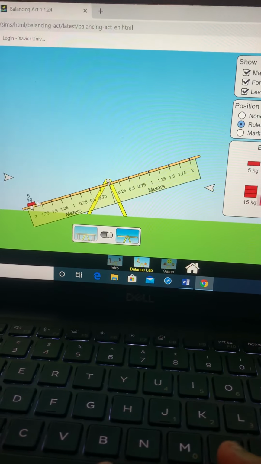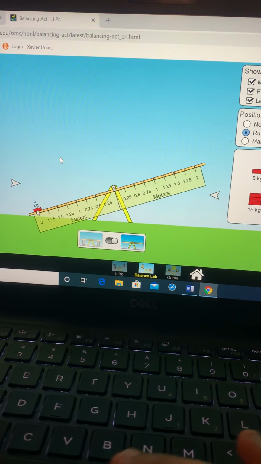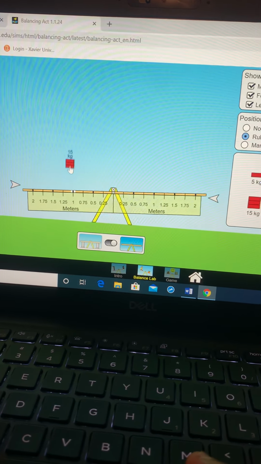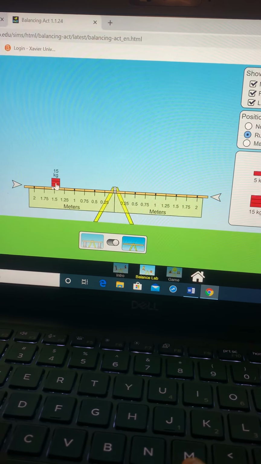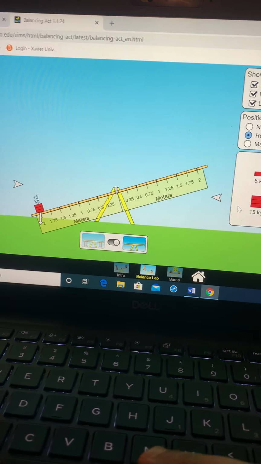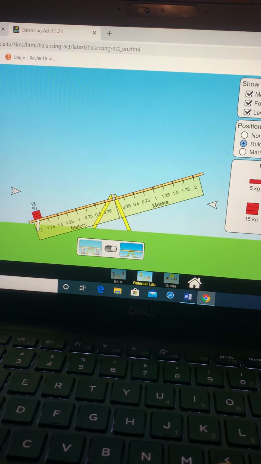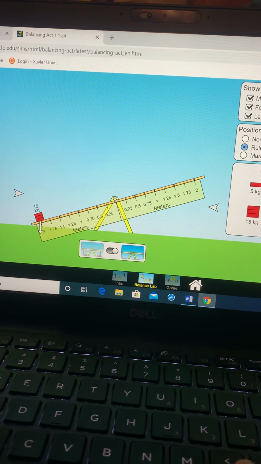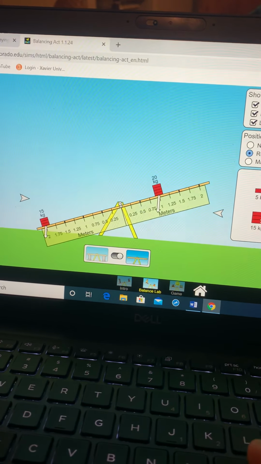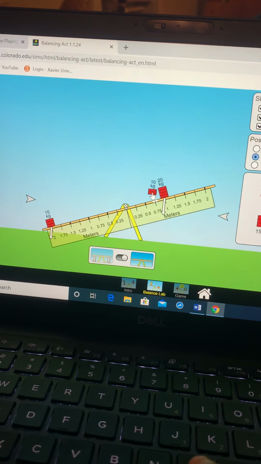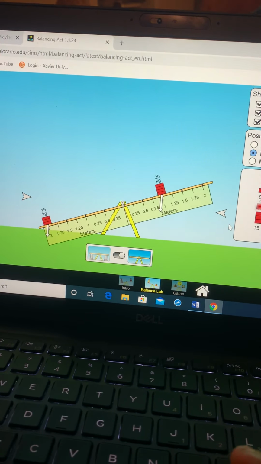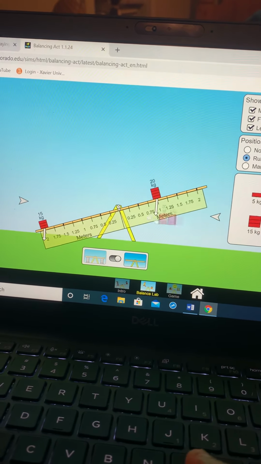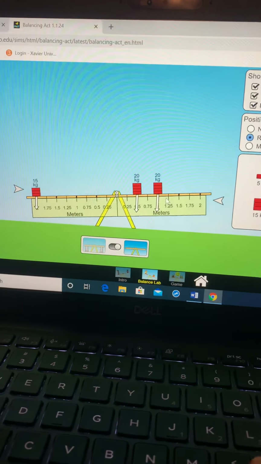Okay, another example would be if I put 15 to 2. Then you know that 15 times 2 would be 30. So then you can put 20 at 1. And then you could also add a 10 to point, no. You would add, let me see, that would be 20. And then you could add another 20 at 2.5. And you see, that's when they would balance out.